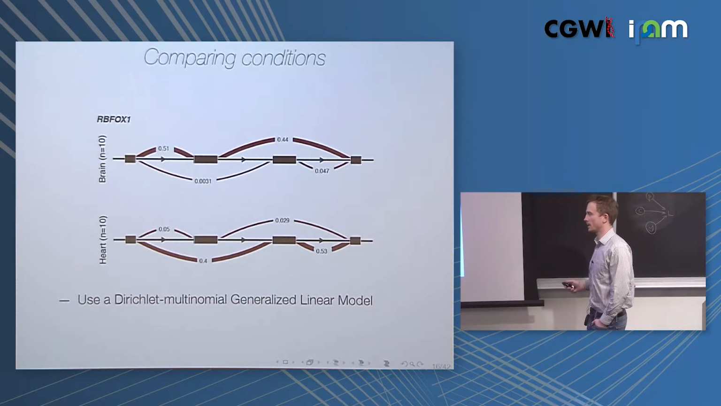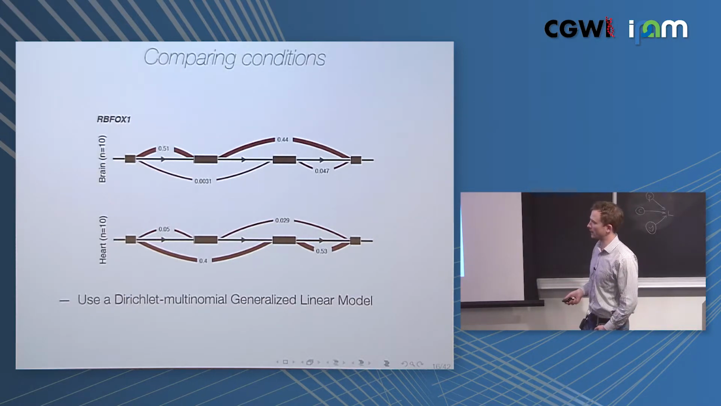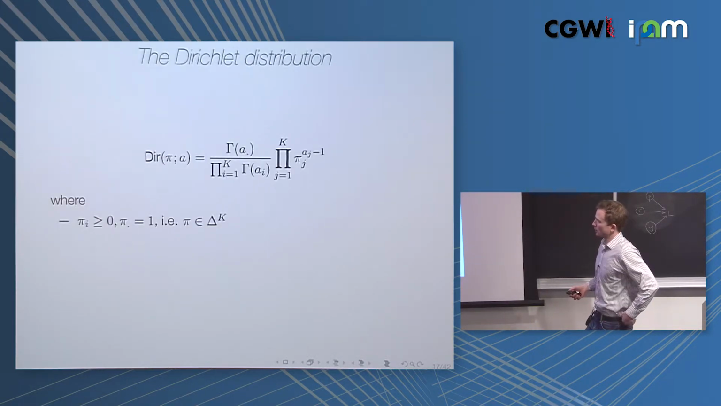So to test for these sorts of differences using our counts, we're going to use a Dirichlet-multinomial generalized linear model. The reason we do this is the multinomial is going to represent a likelihood that's looking at choices of which introns were excised. The Dirichlet lets us model overdispersion, and the linear model part means that we can include whatever confounders we want and also test for things like, does the covariate representing which tissue I'm in improve the likelihood of the data? So to explain this model, I first need to tell you what the Dirichlet distribution is.